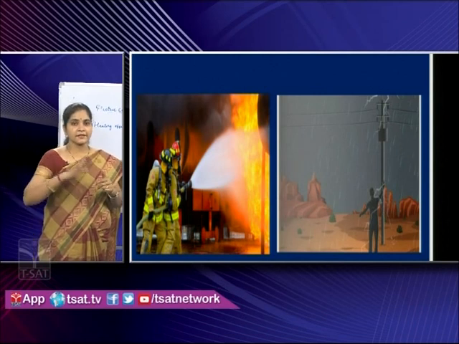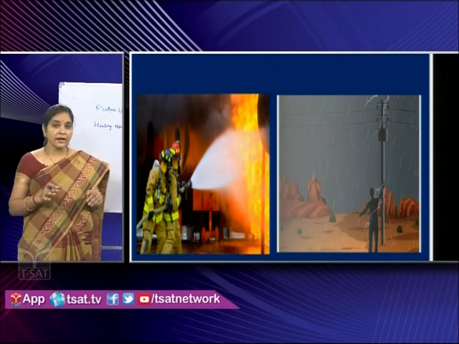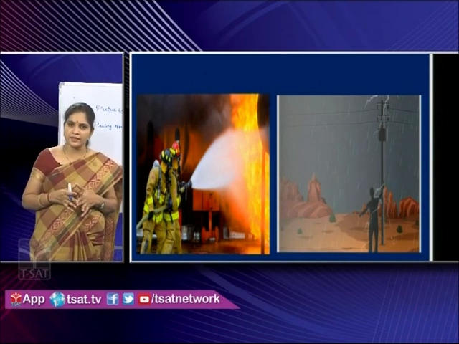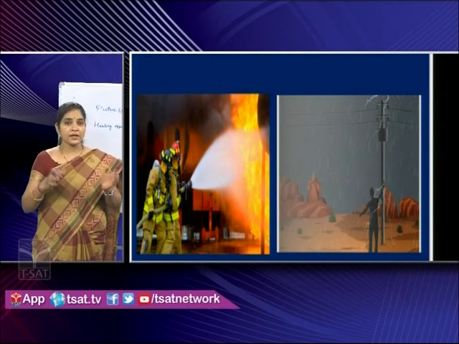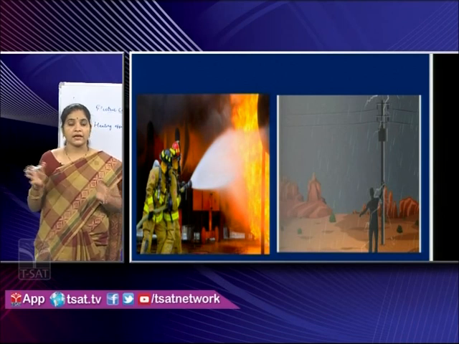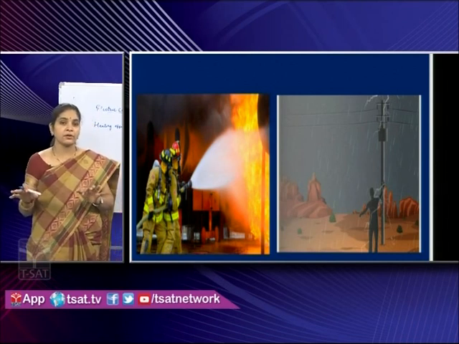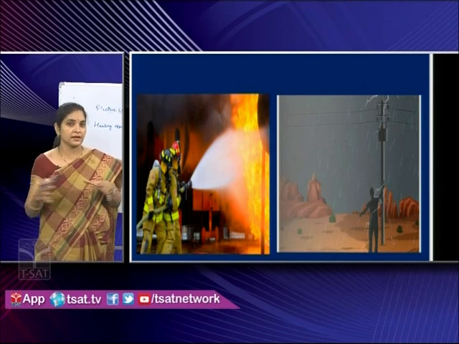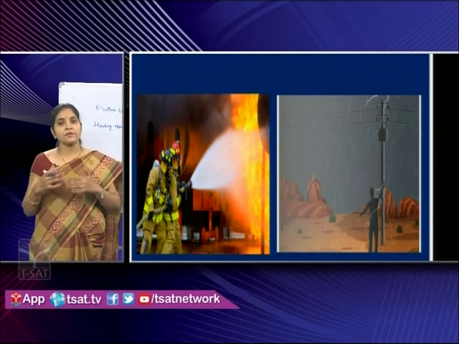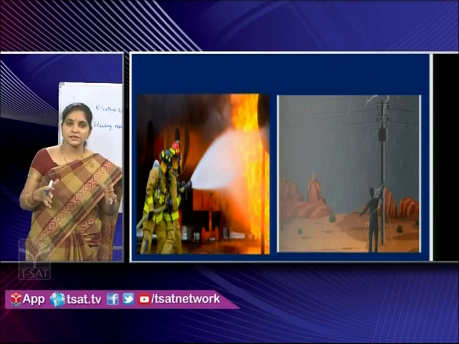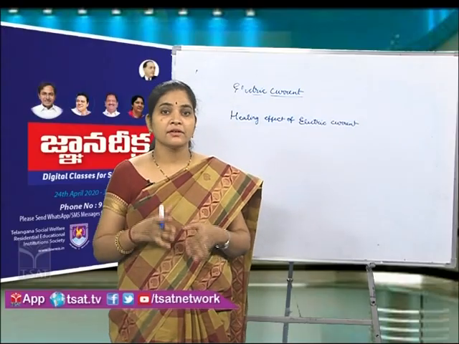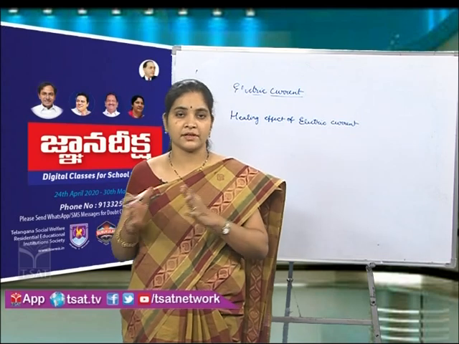Now coming to the next picture, why are we advised not to touch the electric poles during rainy seasons? During rainy season, the electric pole is wet. Current may pass through it and it may cause harm to the person who is touching it. So, what do we understand from these two pictures? We understand that not only metals, liquids also conduct electricity.